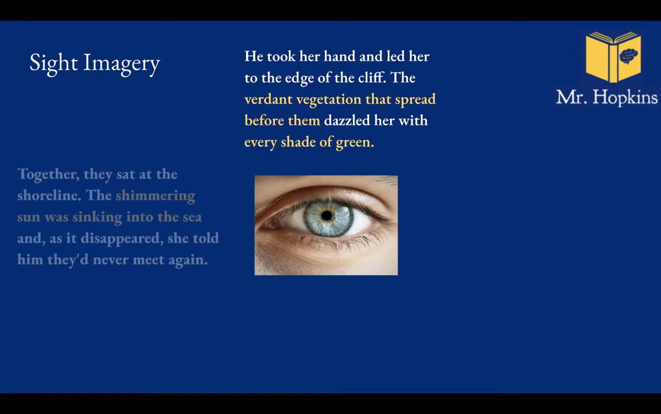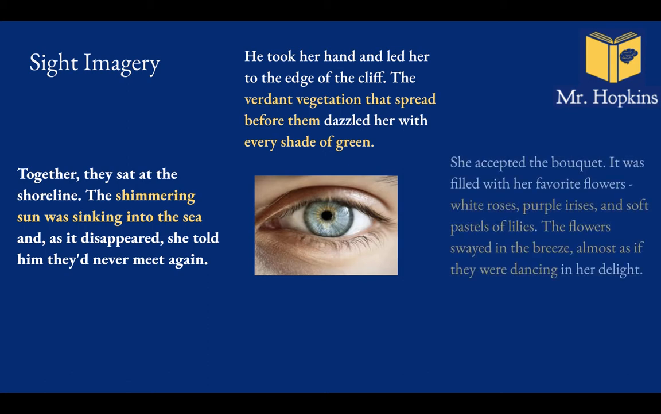You can picture that. Together, they sat at the shoreline. The shimmering sun was sinking into the sea. And as it disappeared, she told him they'd never meet again. Here we have some alliteration. Shimmering sun sinking into the sea. And again, shimmering has connotations with diamonds or sparkly stones. And you can really picture this golden sun that's striking, going down and sinking into the sea as the sun sets.